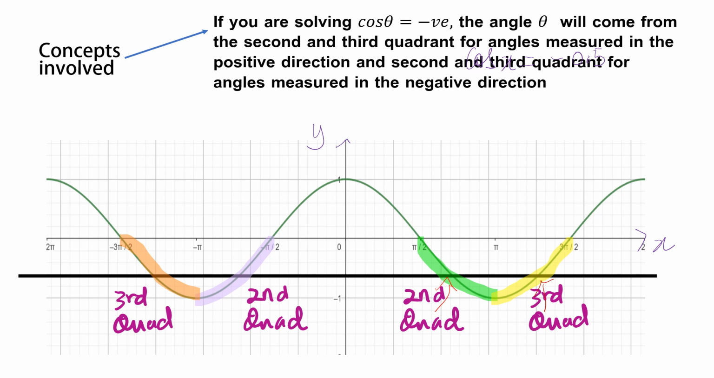Right, so to summarize, if you're solving for cosine theta equals a negative value, then the angle theta will come from the second and third quadrants for angles measured in the positive direction, and second and third quadrant for angles measured in the negative direction.